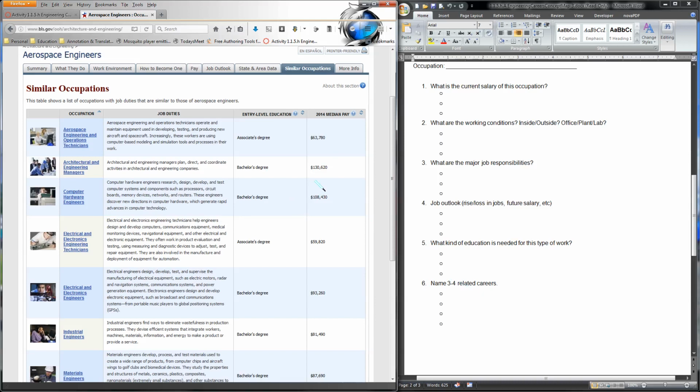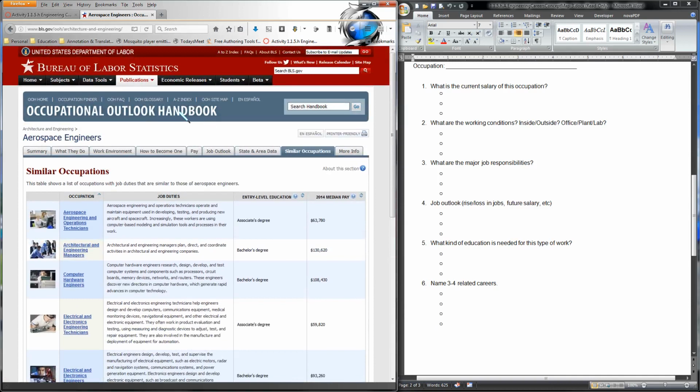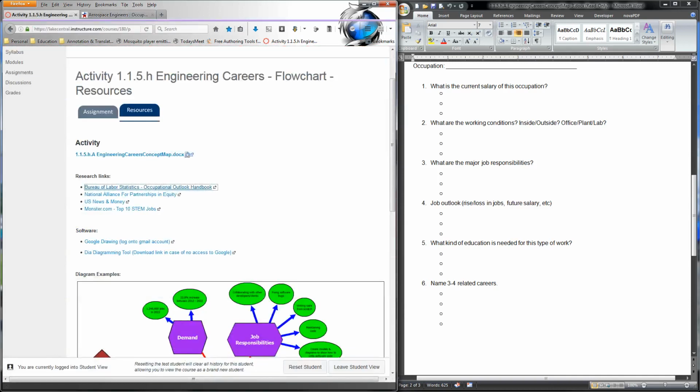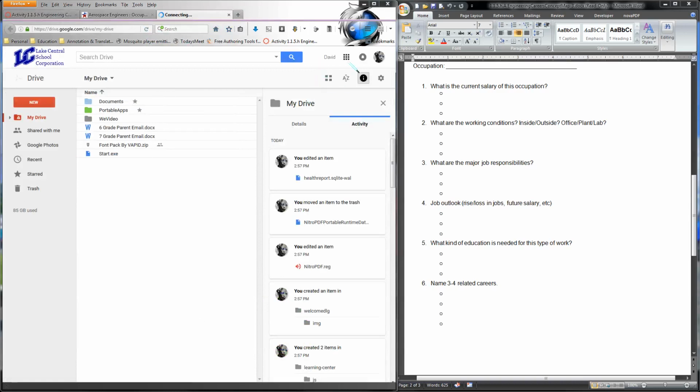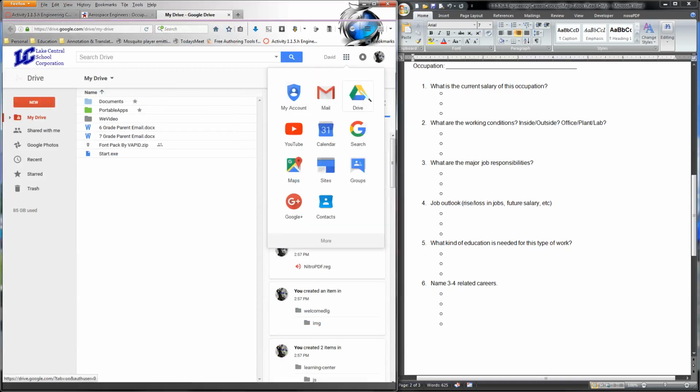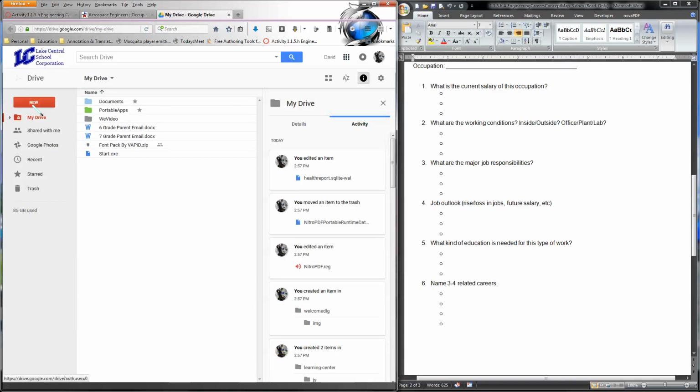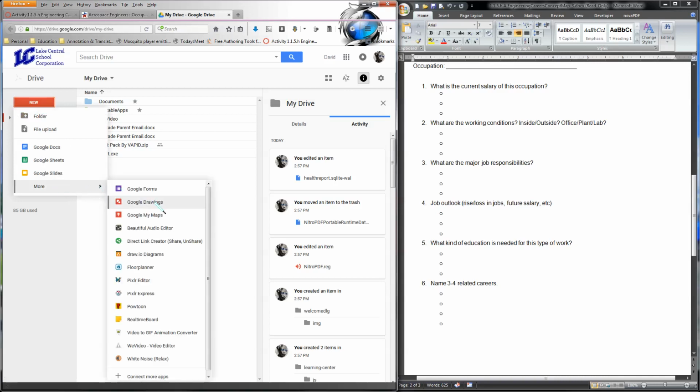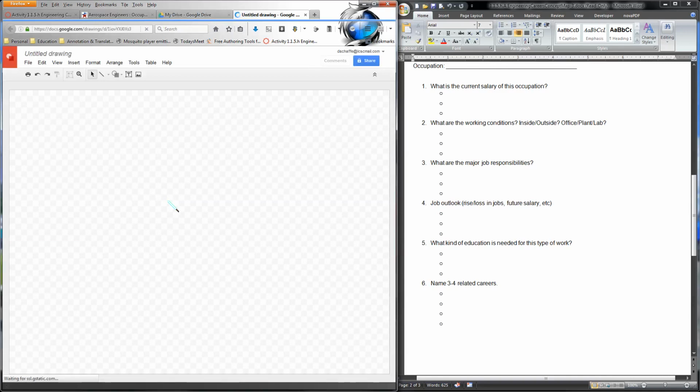Once you have finished and researched your job using these different tabs on this site, you'll then need to log into your Google account and access your drive. If we pull this over, you access your drive by going into the Google app button and selecting Drive, and you'll have this screen come up. You'll need to select New and then go to More, Google Drawings. That's going to allow us to make a drawing. These different apps have different features, and we're going to make a graphic from this.